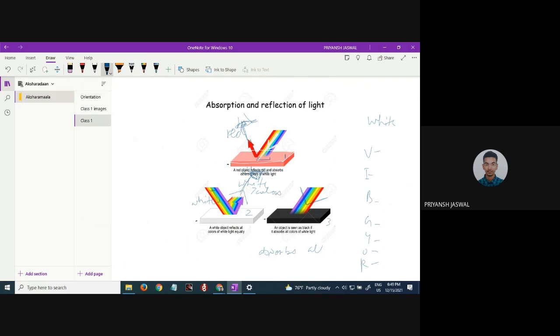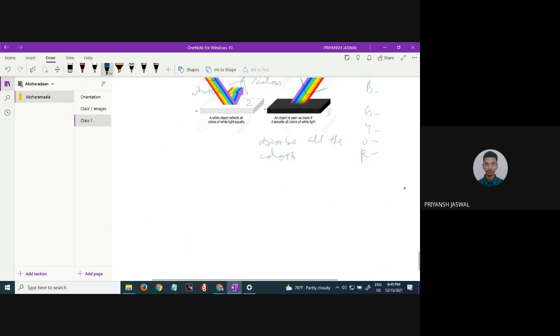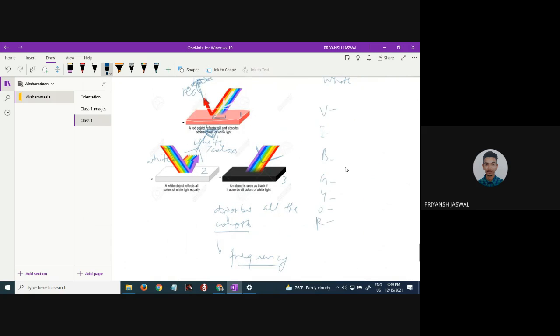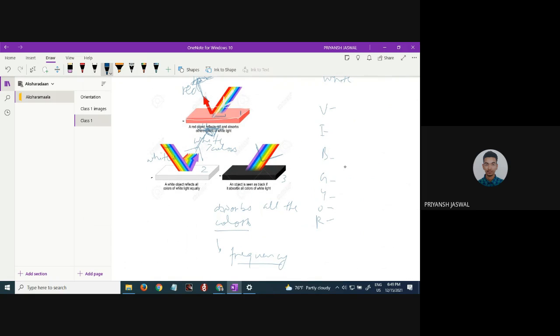It absorbs all the colors. Colors are basically distinguished by frequency and wavelength. It says frequency, wavelength may or may not change depending upon the medium. So when it absorbs all the colors, there is nothing reflected back. If there is nothing reflected, there will be no light incoming in our eye. If there is no light inside, it will be all dark.